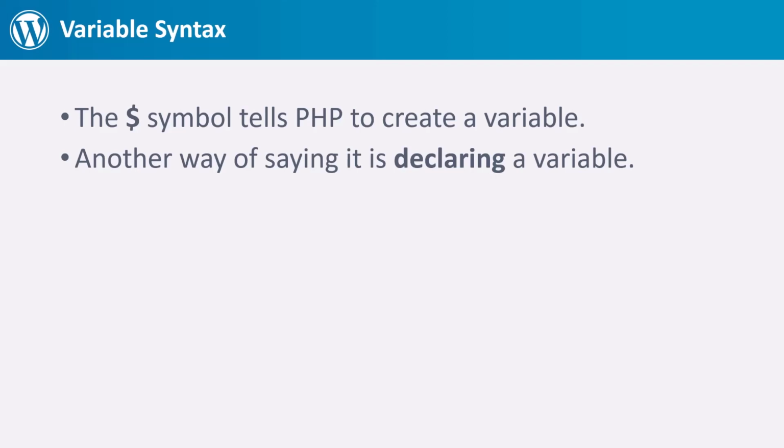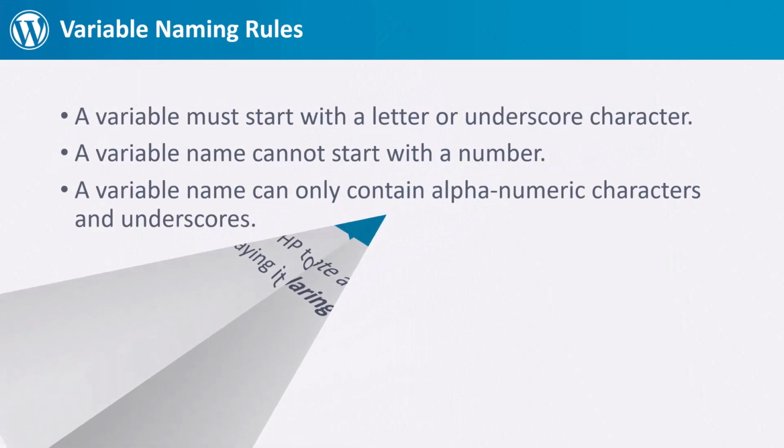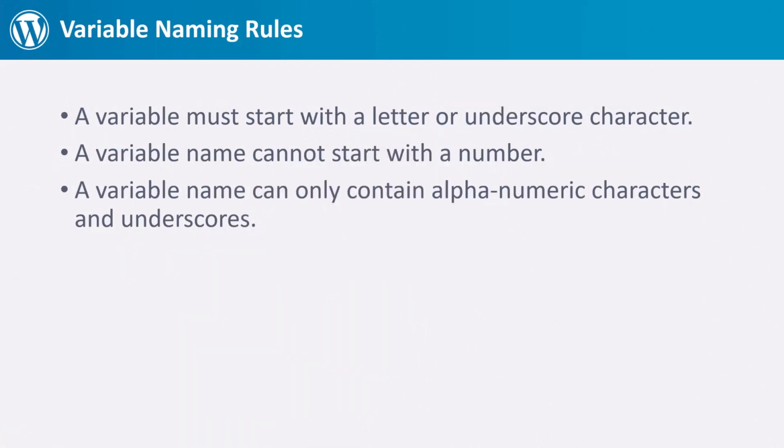The process of creating a variable is called a variable declaration. You may hear other developers say declaring a variable. The words creating or declaring are interchangeable terms. After typing the $ symbol, we need to give our variable a name. There are rules for how variables should be named. The first character in a variable name can only be a letter or underscore character. It can't start with a number.